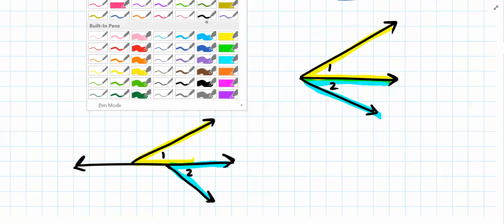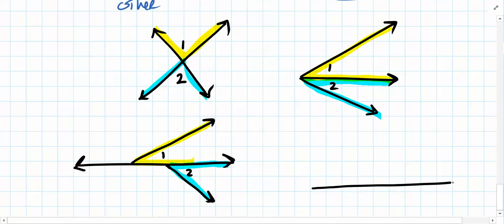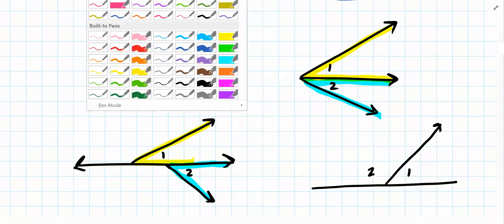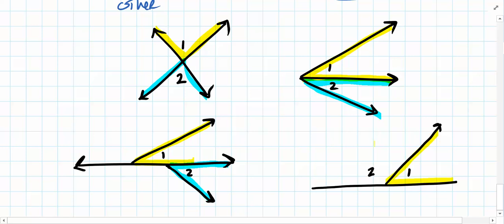Here's angle 1, and there's angle 2. Are those adjacent angles? Why? What makes them adjacent? They share a vertex and a side. Yeah, that right there, and then what else do they share over here? There we go. Same vertex, same side. Those are adjacent. So you see the difference now between the two?